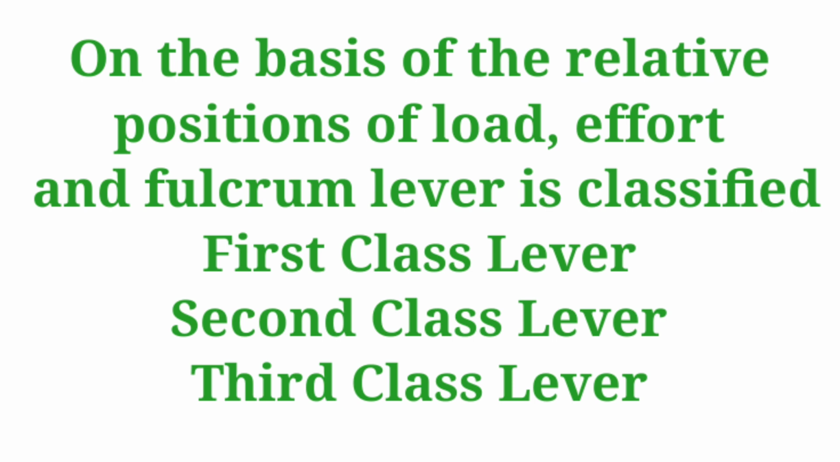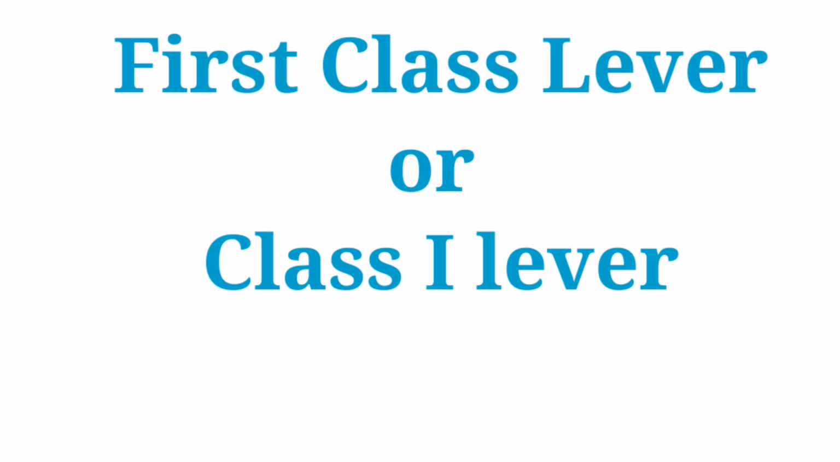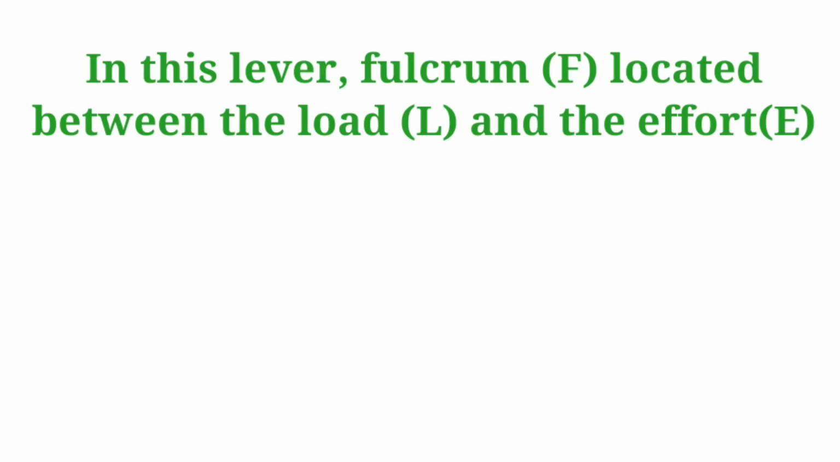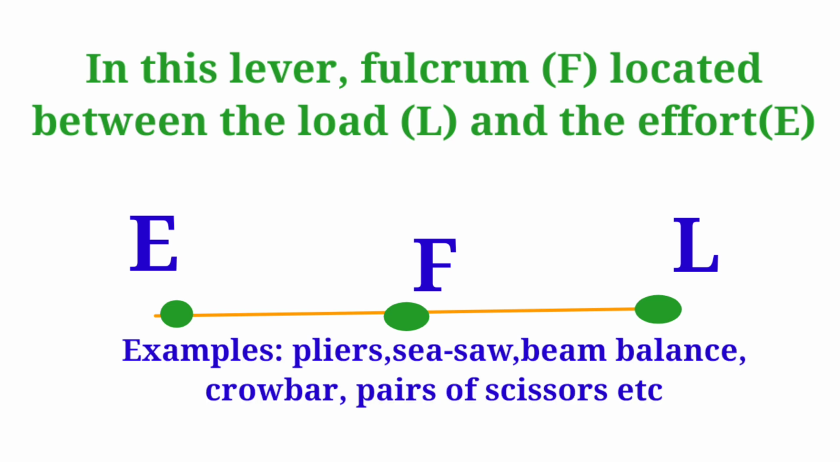So now we are coming to know what is lever number 1. Basic parts of a lever. Over here you can see fulcrum is in between, and here load and effort on the two ends. So this is the first class lever. In the first class lever, or class 1 lever, the fulcrum is located between the load and the effort. Here is a diagrammatic presentation through which you can keep in mind that pliers, seesaw, beam balance, crowbar, pairs of scissors are all examples of first class lever.